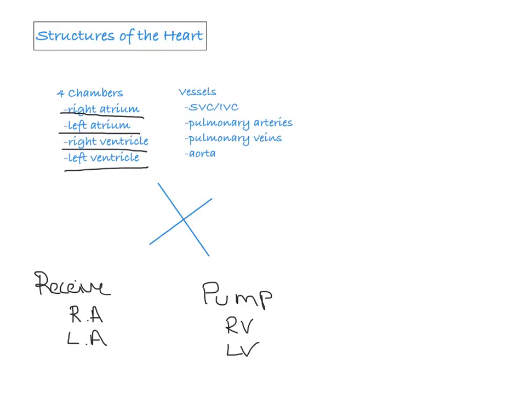I want to talk really quick about this portion right here, this slanted cross that I drew. What this is going to represent is basically how these organs are structured or placed inside the heart. The atria, for example, are going to be receiving blood either from the body, our system, or from the lungs.